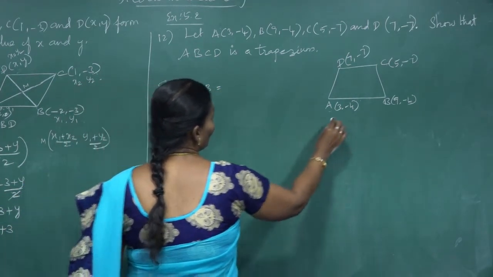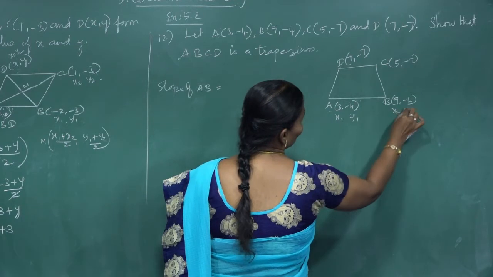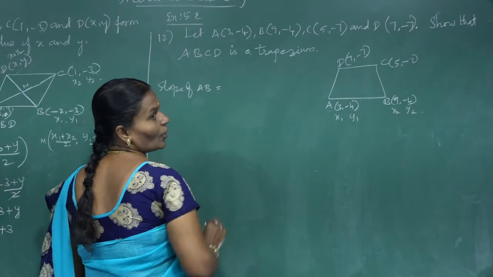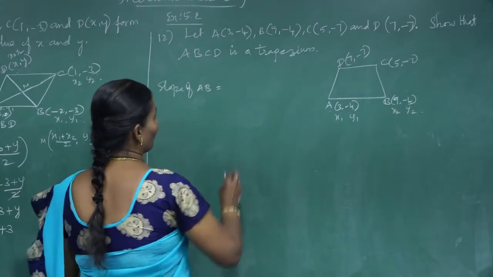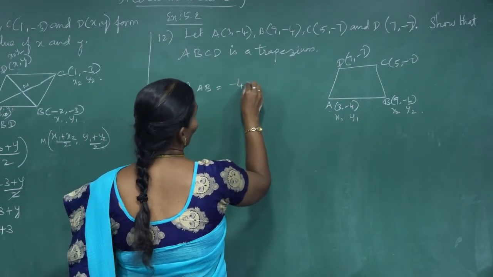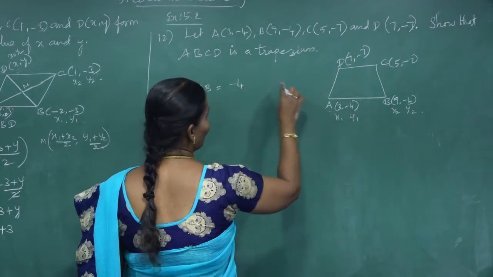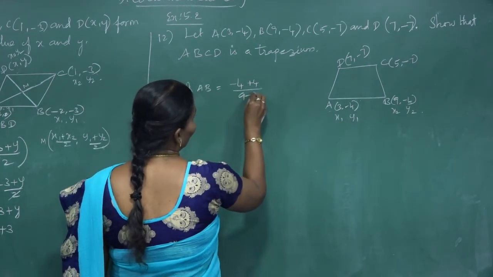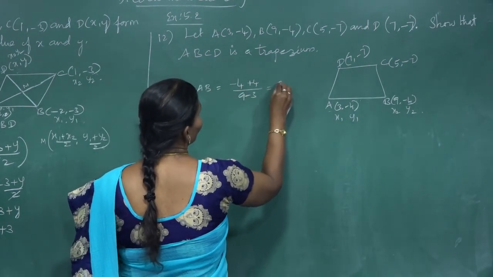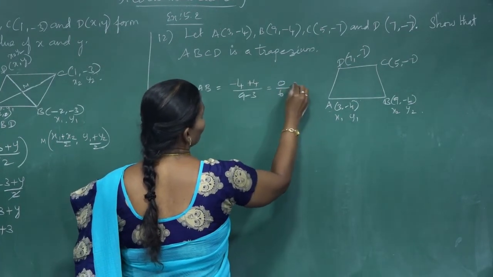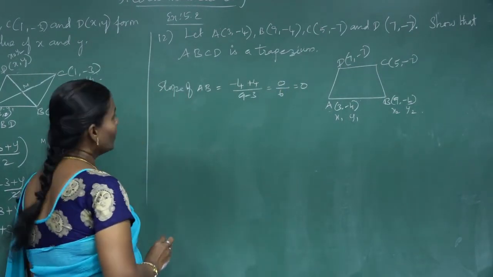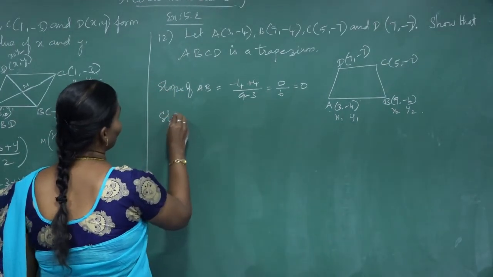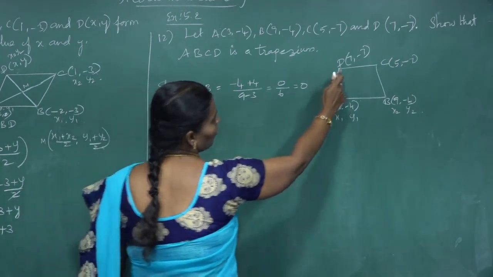So here x1, y1, x2, y2. You know already the formula. What is the slope formula? y2 minus y1 by x2 minus x1. What is y2 there? Minus 4. y1 is minus 4. So minus of minus is plus 4 by x2, which is 9, 9 minus 3. So this gives 0 by 6. So 0 by 6 means 0. So 0 by anything is 0. Now find out the slope of DC.